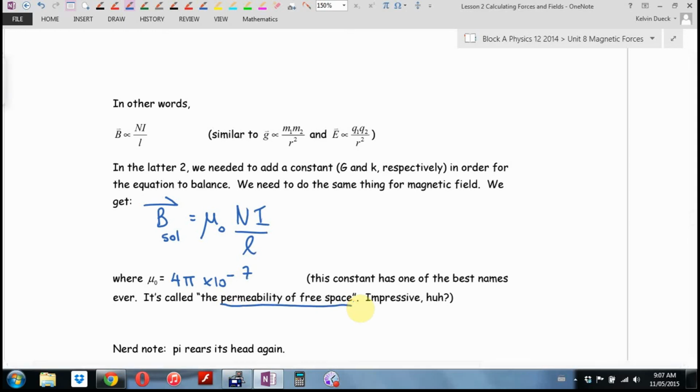McKinley, what did you learn in school today? Mummy, I learned all about the permeability of free space. Oh, McKinley, you are ever so clever. Thank you, Mummy.